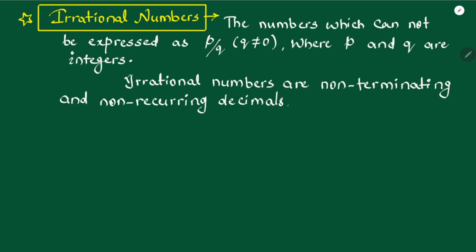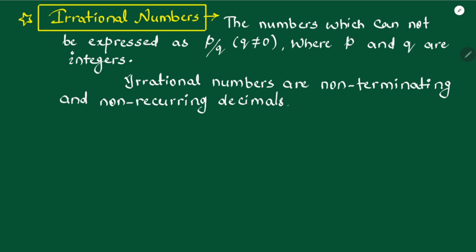So the numbers which cannot be expressed as p divided by q, q not equal to 0, where p and q are integers. So all the numbers which are not rational are irrational. Irrational numbers are non-terminating and non-recurring decimals. Let's understand what this term means, non-terminating and non-recurring.